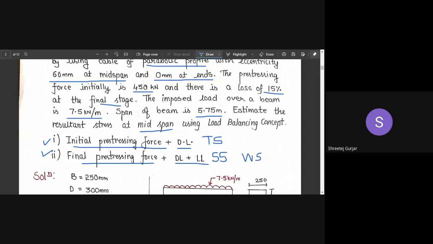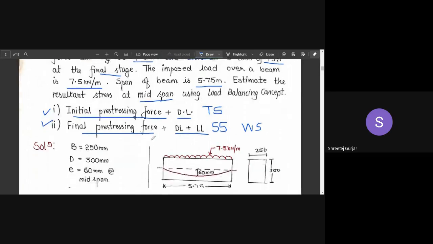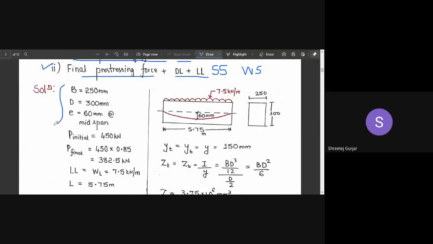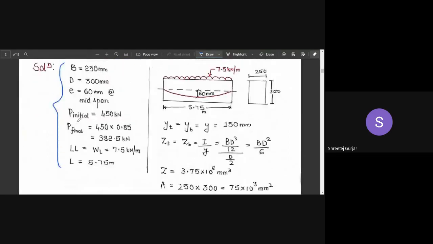If they tell you to calculate the stresses at transfer stage, you need to consider initial pre-stressing force plus dead load. If they tell you to calculate at working stage, you need to use final pre-stressing force along with dead load and live load. So remember this. All these things are given: eccentricity, BD, live load, and your span.